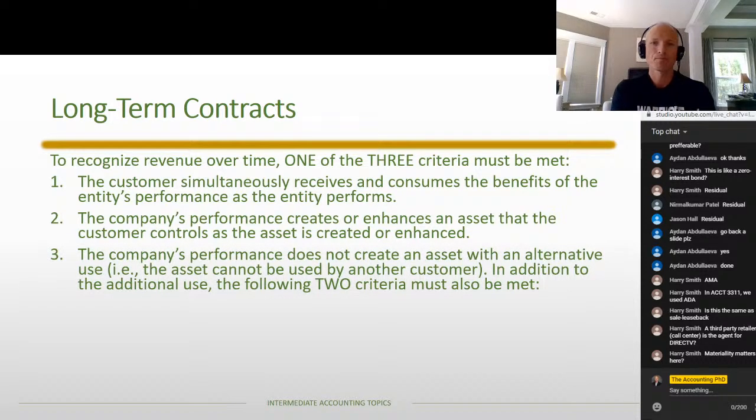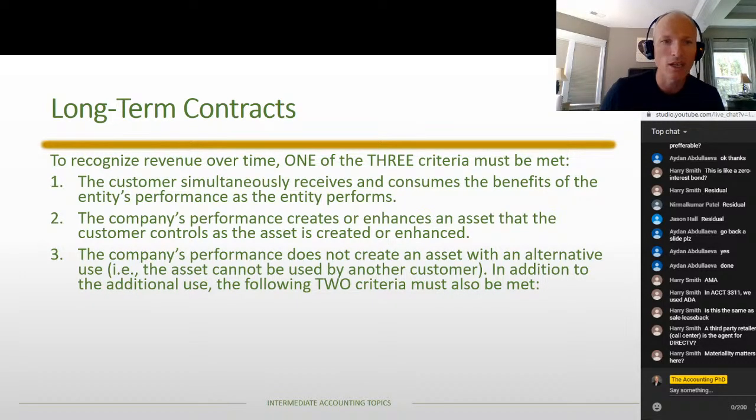And then third, it could be a situation where the company's performance does not create an asset with an alternative use. In other words, I'm not doing something that can be used by another customer. If I go down this path, then there are also two additional criteria that have to be met. So again, one by itself allows this percentage of completion method. Two by itself allows the percentage of completion method. Three by itself allows it, with these caveats, all right? With these caveats.